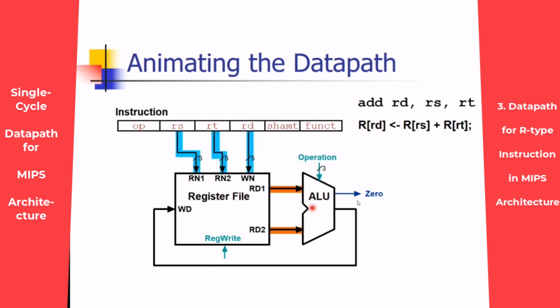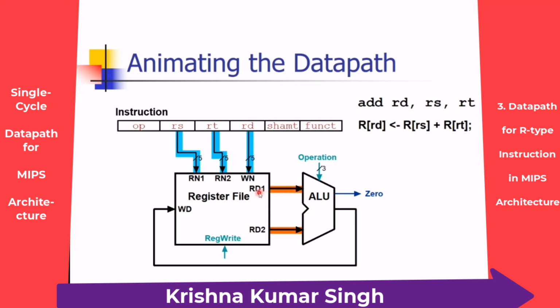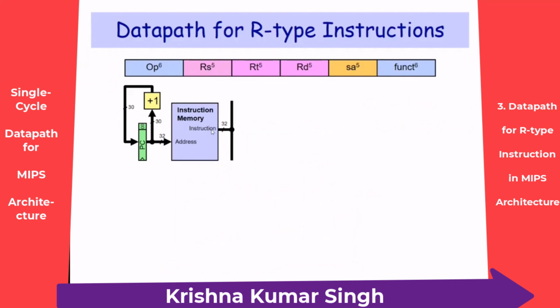Let me show you in a simple animation. All these fields are given to the register file, and 32-bit data will be read from the register. And once you perform some operation, the result is written back to the register, which is determined by the write register, these 5 bits.